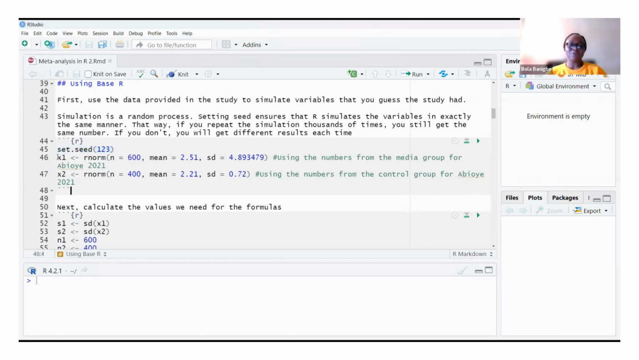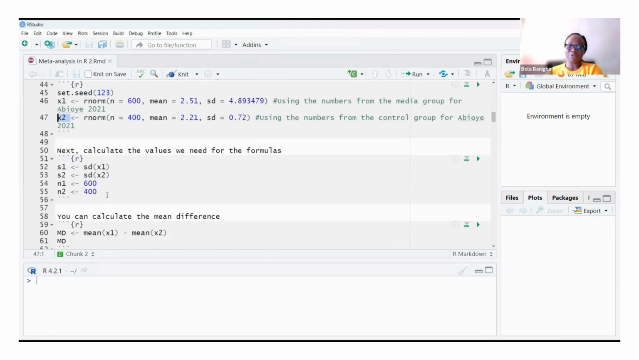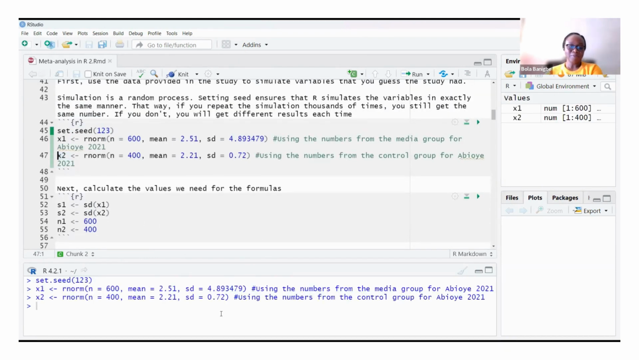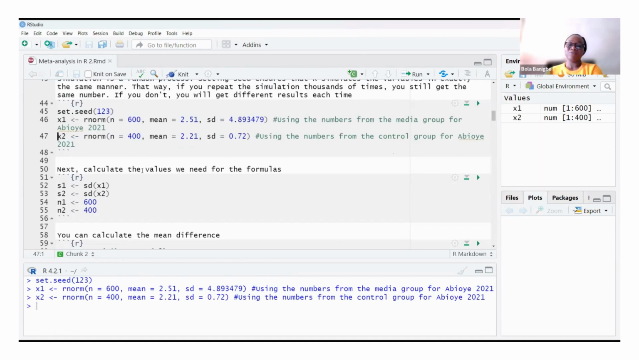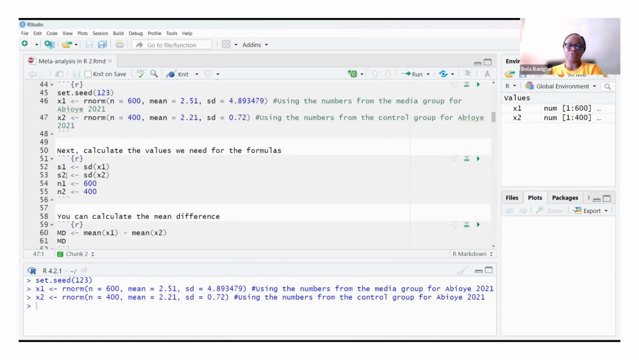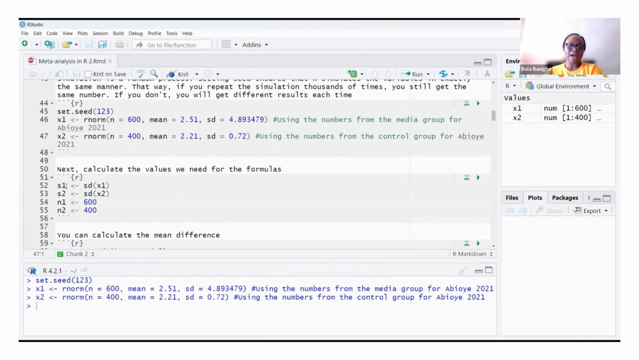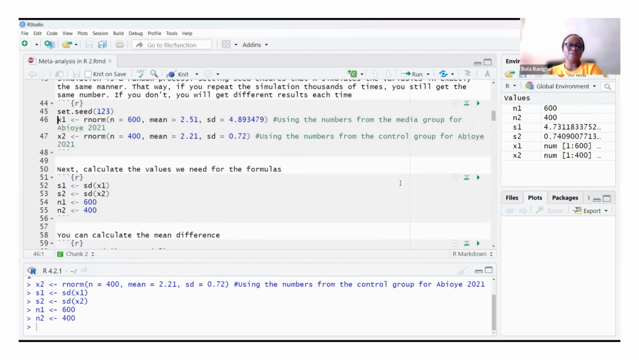Anyway, so now we've created an object X1, and we created another object X2 for the control group. And then we tell R, now I want you to calculate S1. I am assigning S1, which will be the standard deviation of this vector X1, and S2 is the standard deviation of the vector X2. I'm telling R my sample size for the first group is 600, and for the second group is 400. So we're just setting ourselves up for calculating the mean difference by hand.